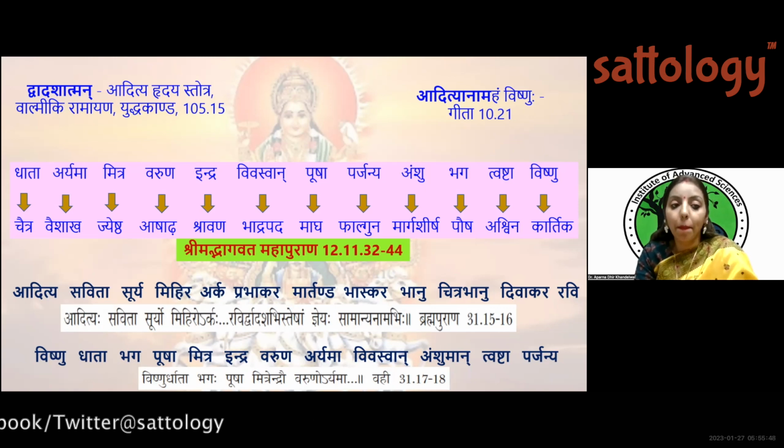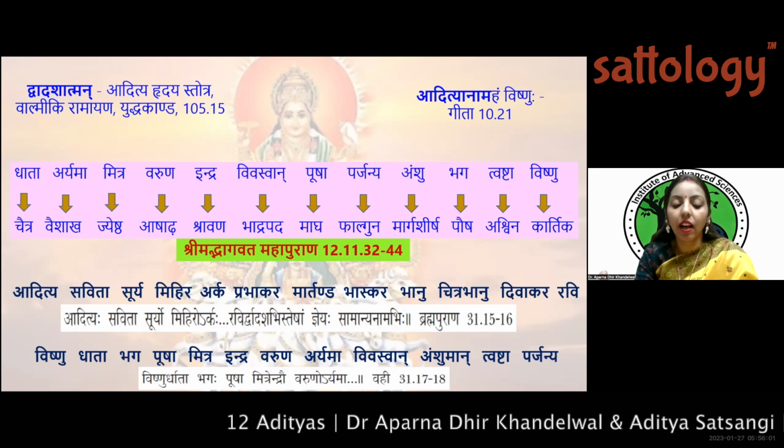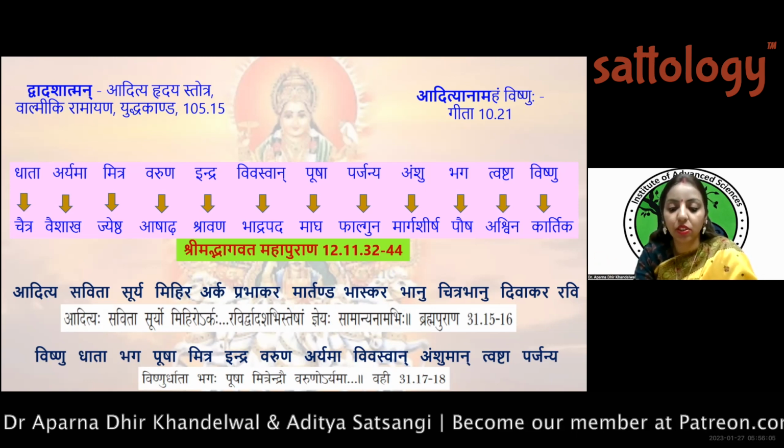So, but still, the idea of having too many suns, or you can say 12 suns, or 12 names of sun corresponding to the months, that idea is very well there in the classical Sanskrit text.